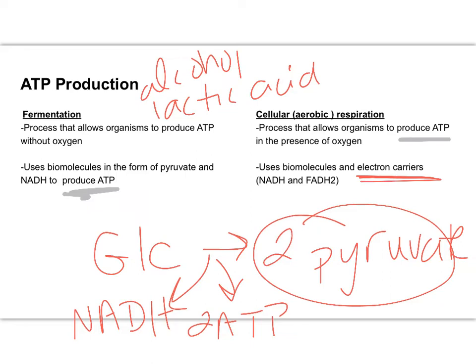What we also need to realize about these 2 things is that all forms of life are going to have to use at least one of these processes. All forms of life have to create ATP. Plants, animals, all bacteria, protists, fungus, they all have to create ATP. And so they're going to have to do that either via fermentation or aerobic respiration.